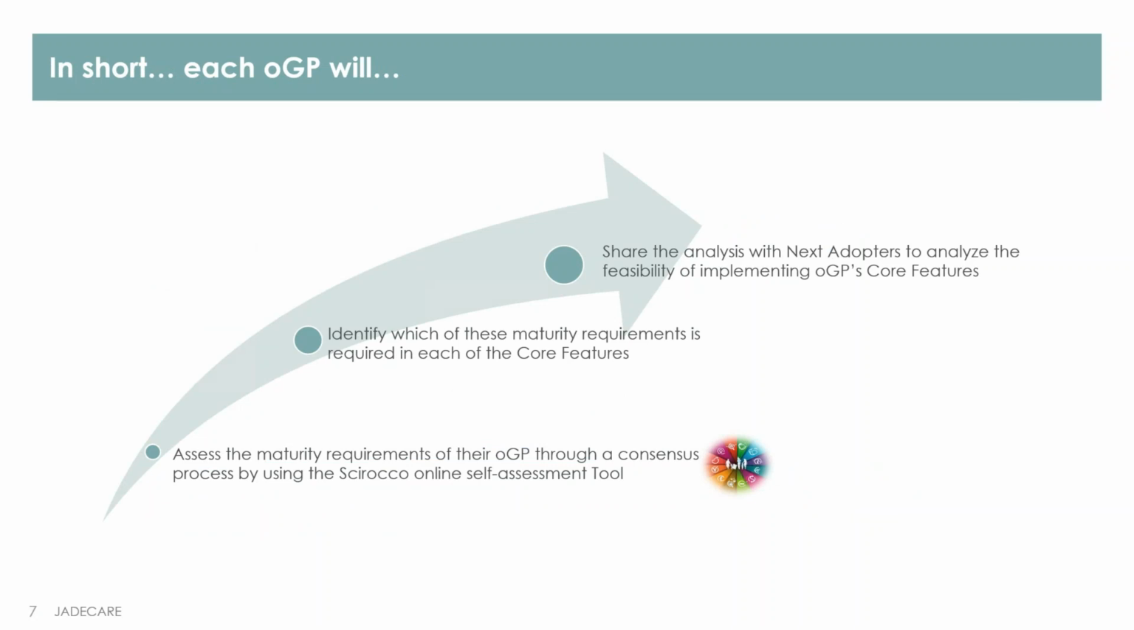In short, each original good practice or early adopter will assess the maturity requirements of their OTPs through a consensus process by using the Scirocco Online self-assessment tool, then identify which of these maturity requirements are required in each of the core features, and share the analysis with next adopters to analyze the feasibility of implementing those core features in their local settings.